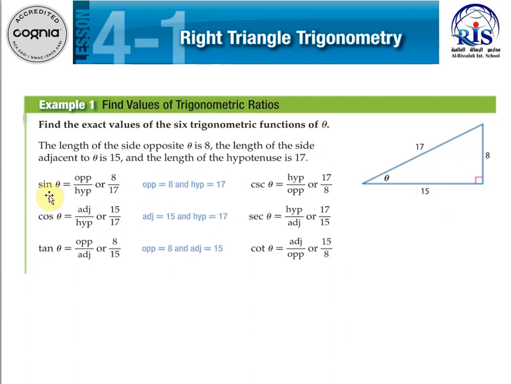So we know that sine is opposite over hypotenuse. Now for theta here, the opposite side is 8, the adjacent side is 15, and the hypotenuse is 17. Replacing, sine, opposite to the hypotenuse, equals 8 over 17. Cosine is adjacent to hypotenuse, adjacent is 15, hypotenuse is 17, so it is 15 over 17.